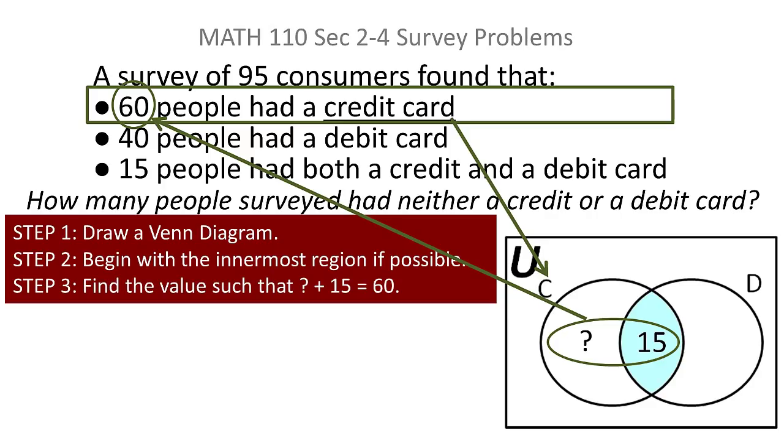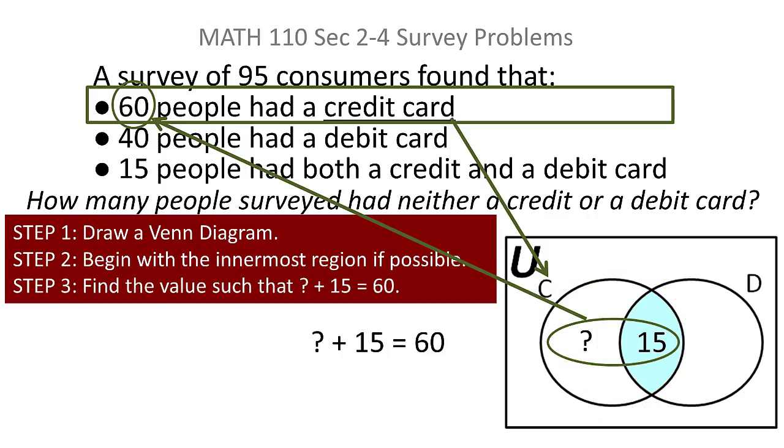So your first inclination is to put 60 right here where this question mark is, but that's not correct, because that would mean 75 people had a credit card, because those 15 people that you've already documented are part of that 60. It didn't say 60 people had only a credit card, it said 60 people had a credit card. Now the word only does pop up occasionally, and we're going to do an example of that in a minute. But right now it just said 60 people had a credit card. That means in this entire circle called C, there have to be 60.